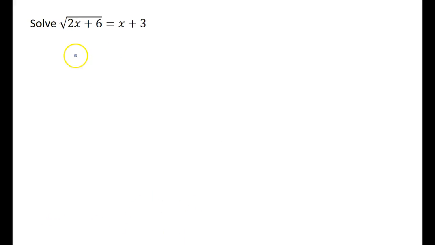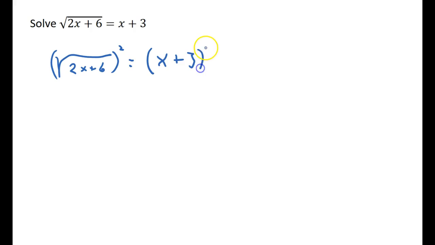Okay, let's do this example. So now we've got a binomial on the other side. I'm going to square both sides. So I've got the square root of 2x plus 6 being squared. And remember, we're squaring the entire side, not the x and the 3 separately, but together. So over here I have 2x plus 6. Over here, remember, we're going to do x plus 3 times x plus 3. That will give us x squared plus 6x plus 9 when you do FOIL on that.